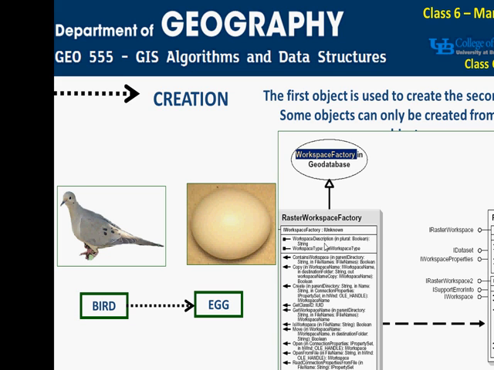The bird creates an egg. That's indicated on the diagram with a dashed arrow. Like you see here, the bird creates an egg.